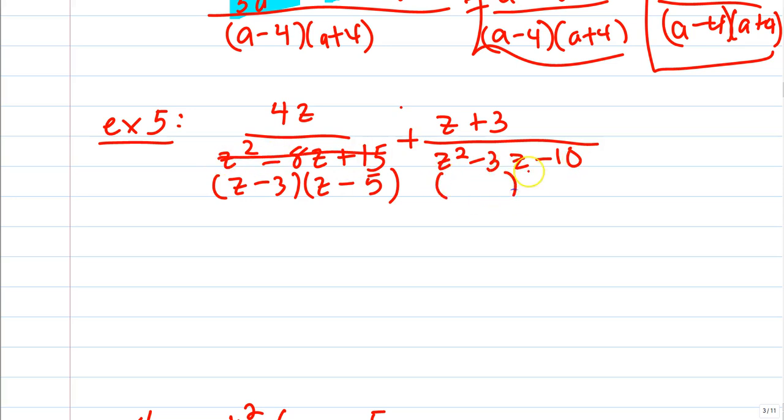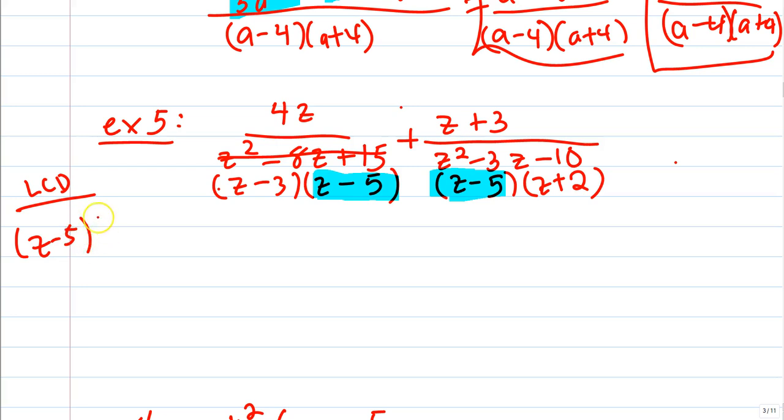This, z and z, what multiplies to make 10 combines to make 3, how about 5 and 2? To make it a negative 3, a minus 5, and a plus 2. So when I go to give these a common denominator, they already have this z minus 5 in common. So what the least common denominator here is going to be is what they have in common times everything they don't. Everything they have in common times everything that they don't have in common. Or I'll just say not common.